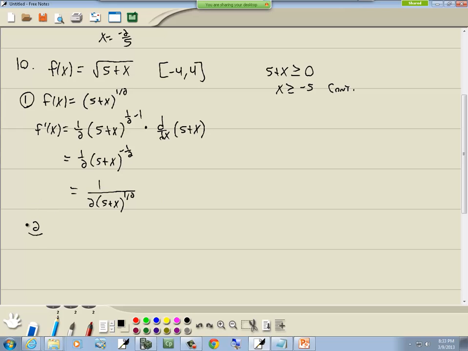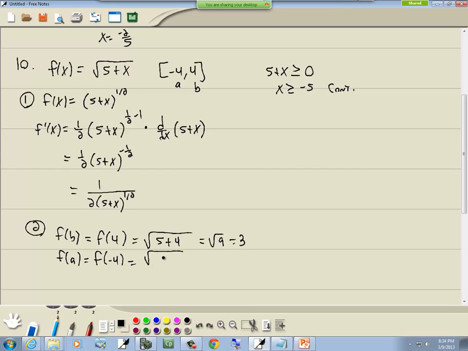Step 2. Remember, this is a and this is b. So we want to find f of b, which is f of 4. Plug that into our original function. So we got 5 plus 4, which gives us square root of 9, which gives us 3. We want to find f of a, which is f of negative 4, which is 5 plus negative 4, which is square root of 1, which gives us 1.